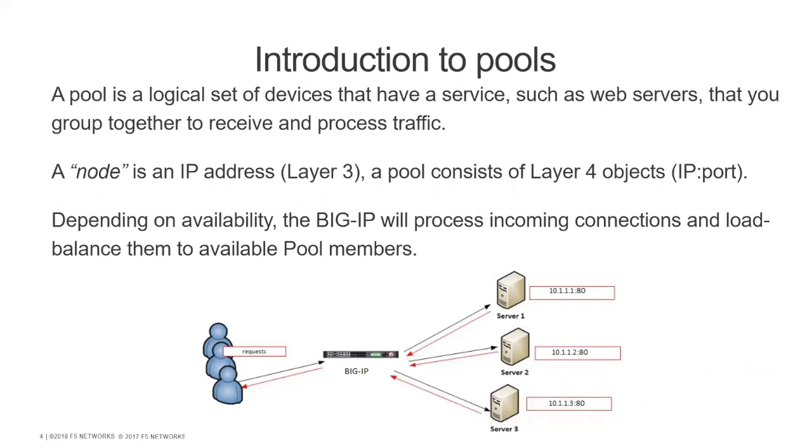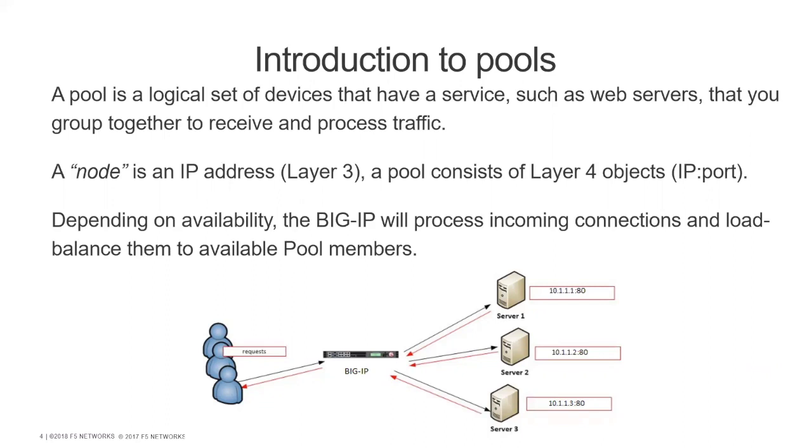This is important to understand because the pool members need a service. So it's a combination of layer 3 and layer 4, so you need an IP and a port. A node is what we consider just an IP address, and the pool member has some form of service.